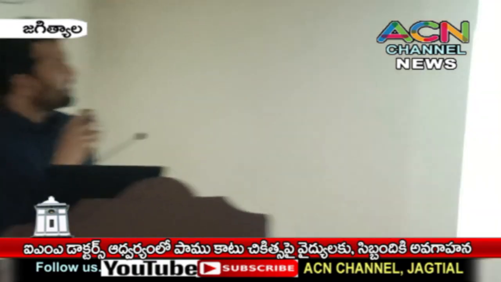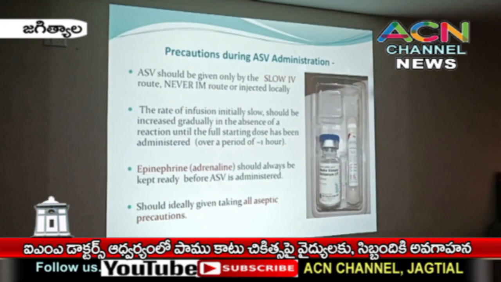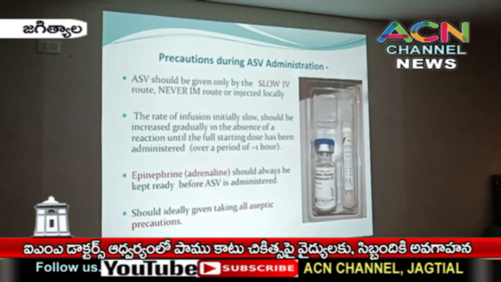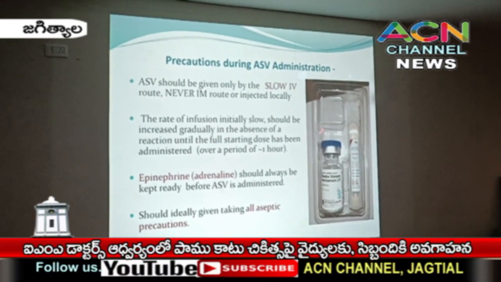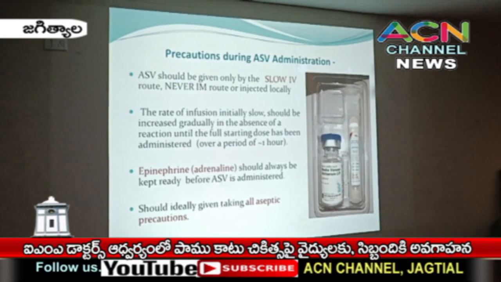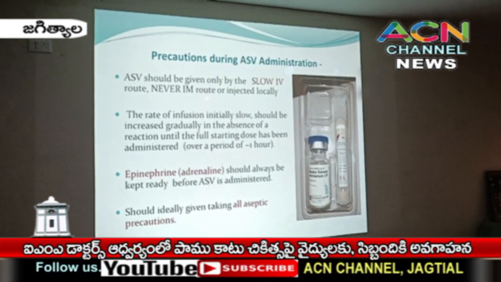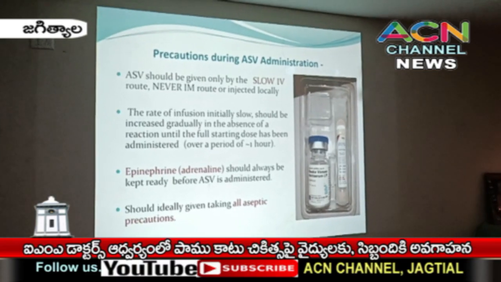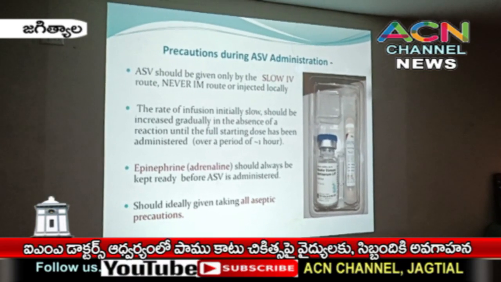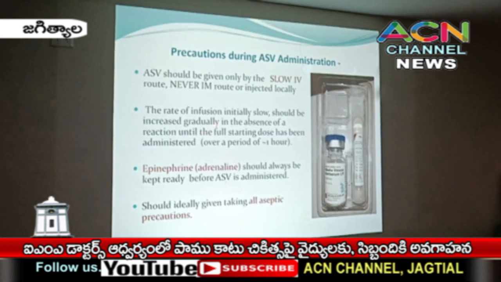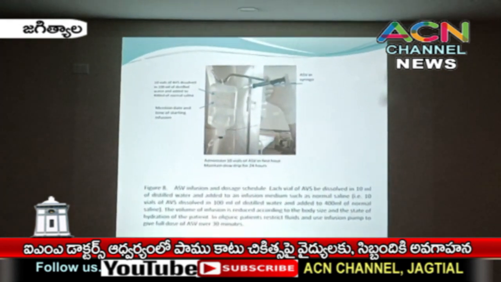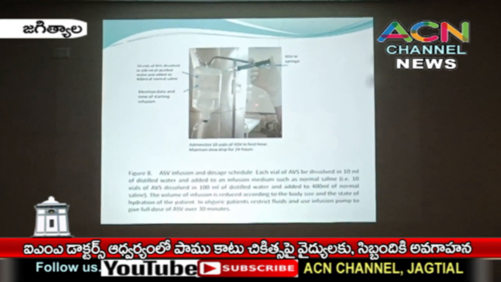So these are precautions to be taken while administering ASV. In dry powder form, it should be diluted with 10 ml of distilled water. This makes 1 ampule of ASV. ASV should be given by slow IV. It should never be given intramuscularly or injected locally. The rate of infusion should initially be slow, with gradual increase, in 400 ml of normal saline, and it should be infused over 30 minutes to 1 hour.